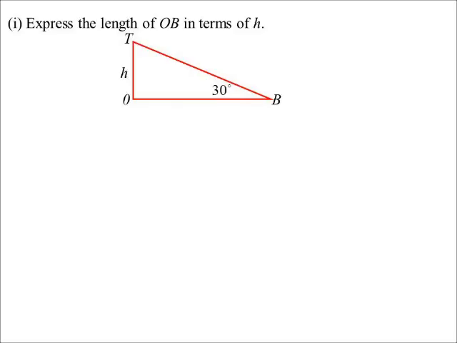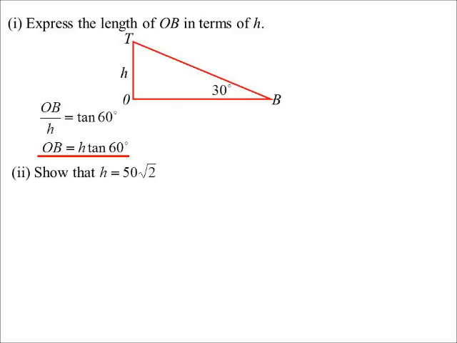So going to draw a triangle. OB is in that particular right angle triangle. We don't know H, but it said put it in terms of H, so we don't need to know H. And we know that angle's 30. So OB over H is, well, I've said tan 60. You could have said cotan 30. Again, I tend to go with the ones that are on the calculator. So tan 60. OB is H tan 60. We now have to show that that height is 50 root 2.